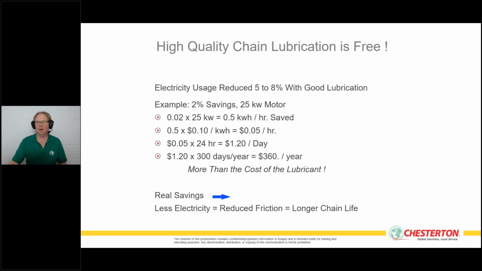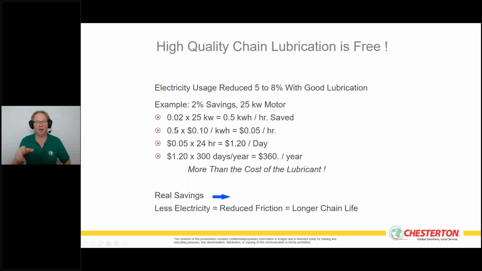So if typically you have 5 to 8% energy consumption reduction with a good lubrication, it means you save energy. If we do the worst case and you only have 2% savings, if you do the calculation here, you have a 25 kilowatt motor, you multiply the 0.02 by 25 kilowatt, you get 0.5 kilowatt hours.